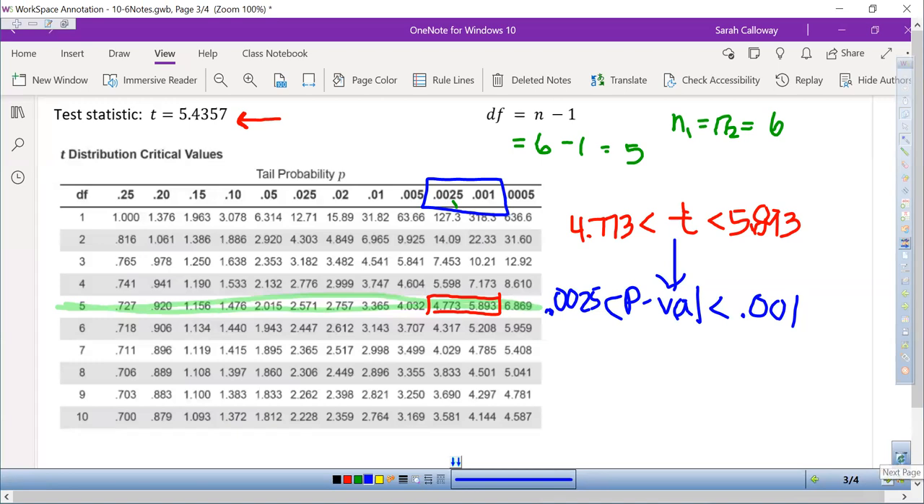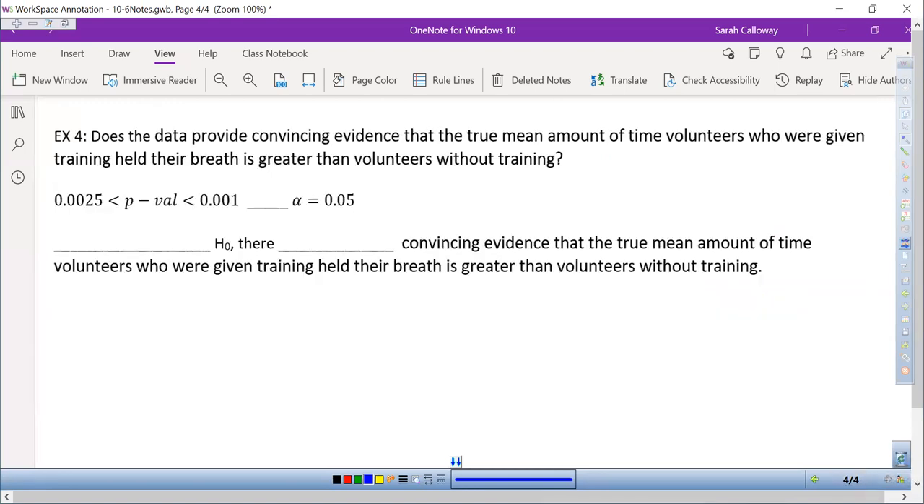So the last example, we're going to look at that p-value and compare it to an alpha to make a conclusion. So does the data provide convincing evidence that the true mean amount of time the volunteers who were given training held their breath is greater than the volunteers without training? So the p-value that we got from the last problem is somewhere between 0.0025 and 0.001. Notice they didn't give us an alpha. So if there is no alpha in the problem, you're going to use that 0.05.